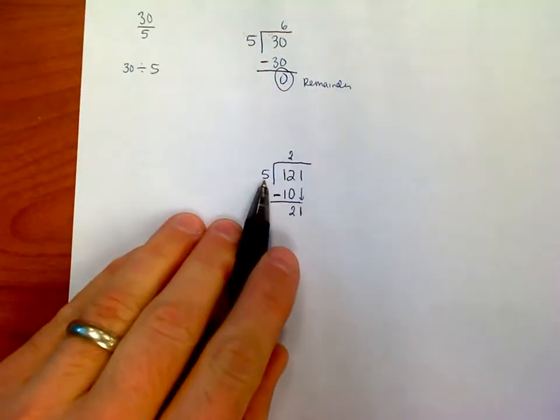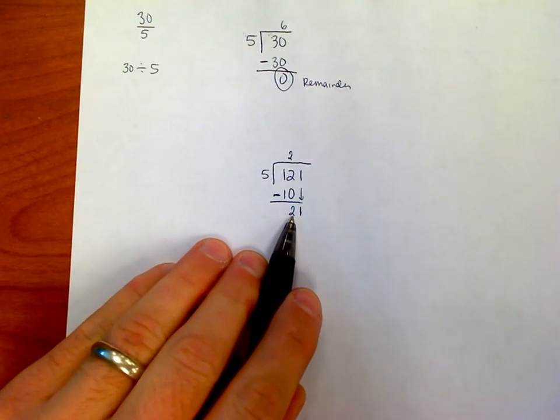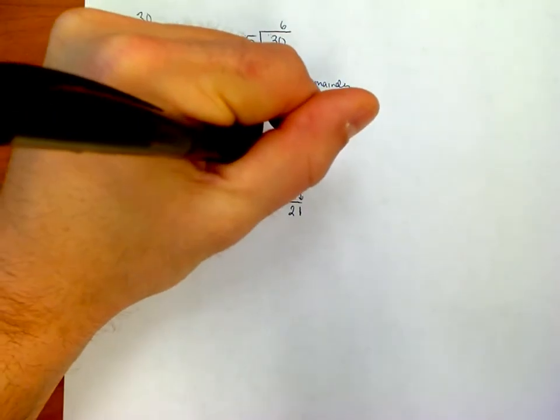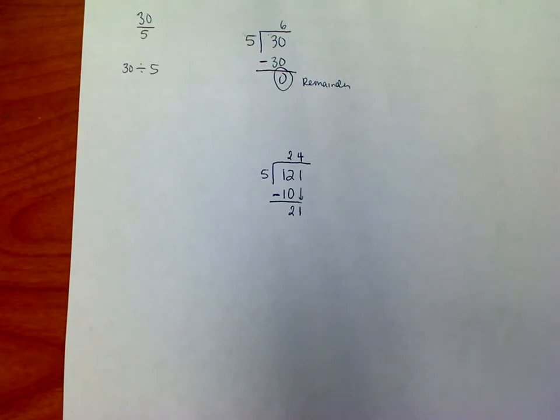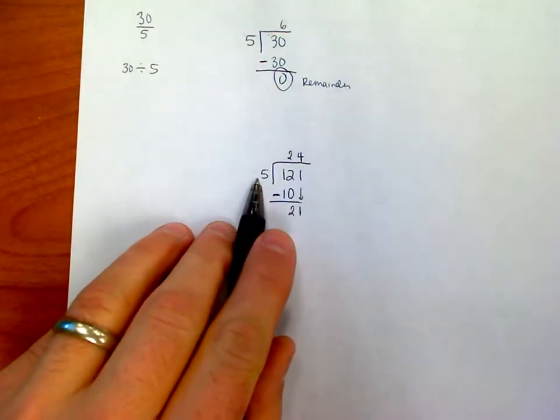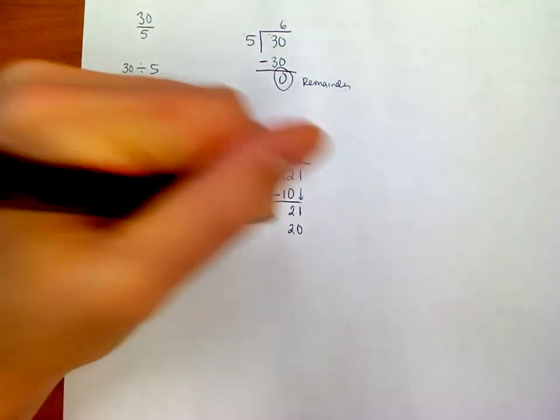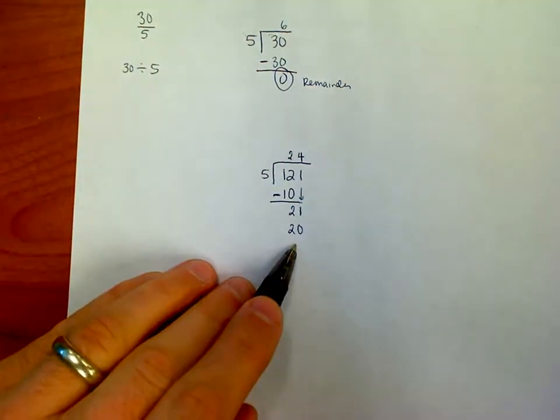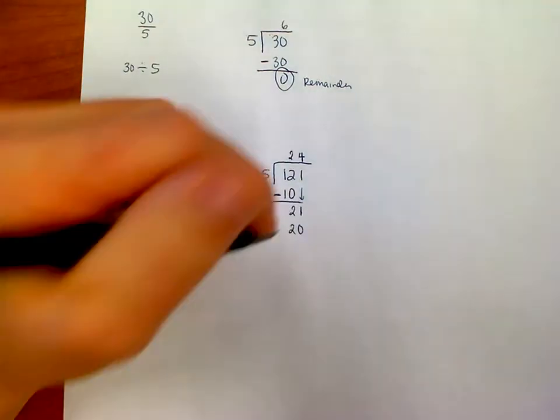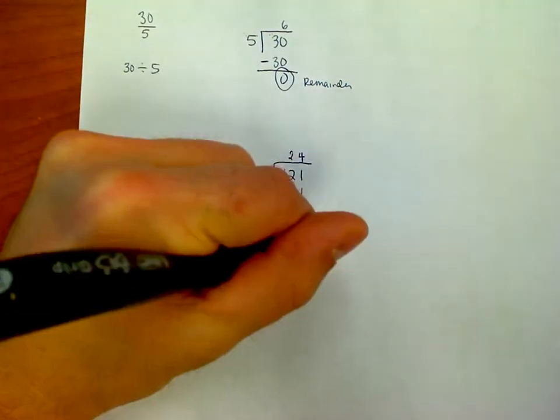I would say 5 goes into 21. It does go into 21. It goes into it 4 times. So I'd write a 4 up here. 4 times 5 is 20. So I would multiply the two values together, 4 times 5, and write the value at the bottom. And it's not 21 plus 20. It's 21 minus 20. And that gives me a 1.